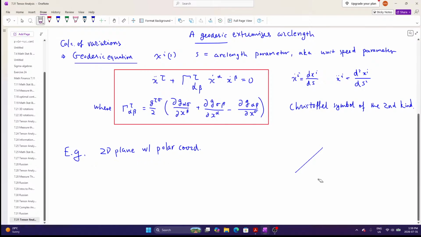So our expectation is geodesics are straight lines. Let's work out the machinery and see how that actually turns out.